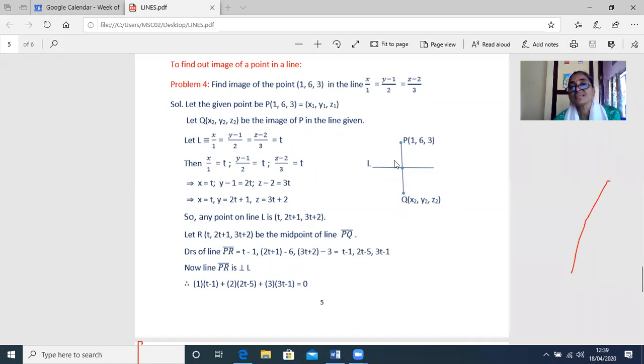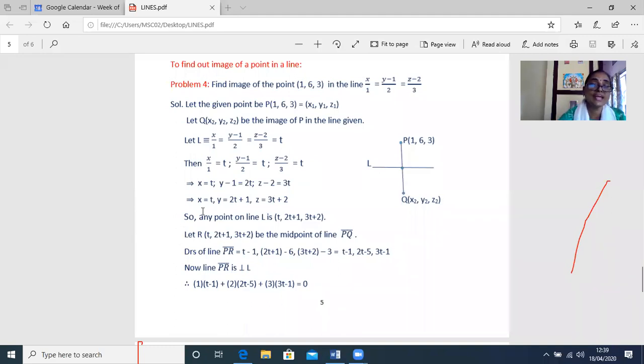In that case, PQ would be perpendicular to the given line L, and R here is the midpoint of the line PQ. So now I'm finding any point on the line L. To get R, R being a point on the line L, I equate (x-0)/1 to t, (y-1)/2 to t, and (z-2)/3 to t.